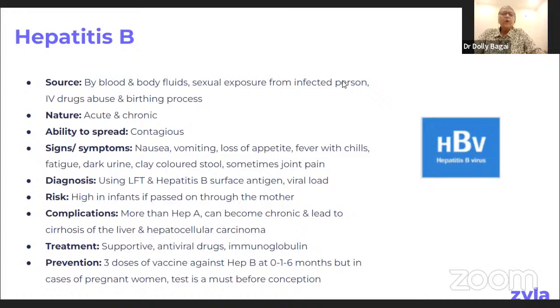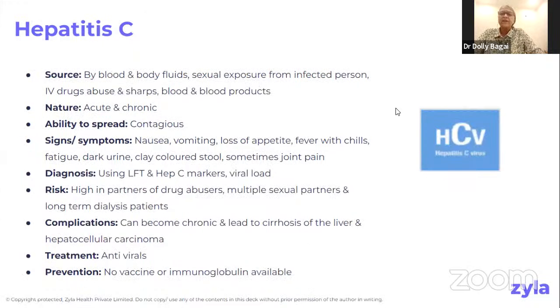Let's go to the third one, the hepatitis C virus. It is similar to hepatitis B. It is again the same way of transmission, by blood and body fluids, by sexual exposure from an infected person.